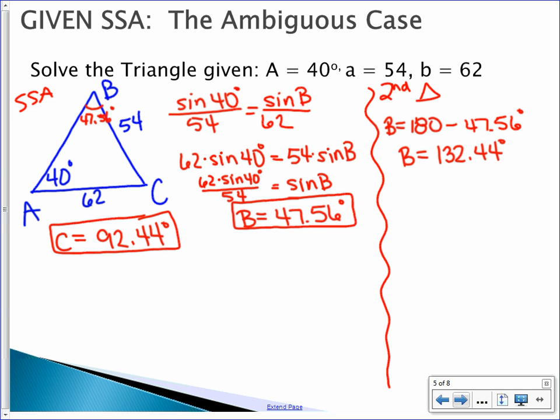All right. Now what can we find? Side C. We have angle C. We can now find side C. Okay, so we know that the sine of 92.44 degrees over side C should equal, what pieces of information do I want you to grab? I want you to use angle A and side A because that has the most given information. So the sine of 40 degrees over side A is 54.